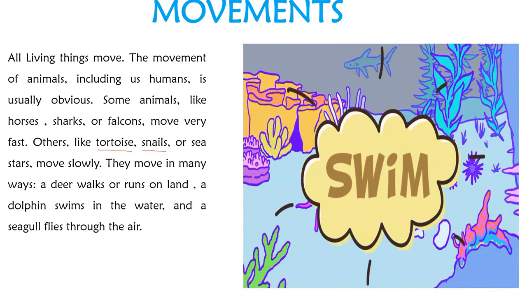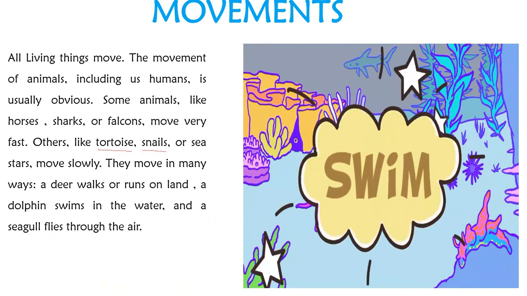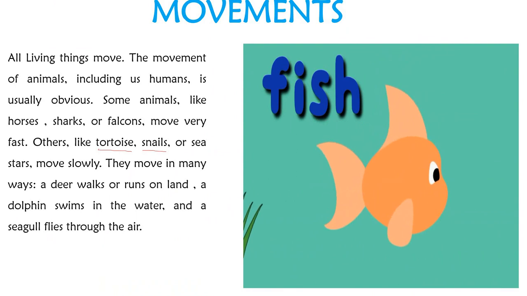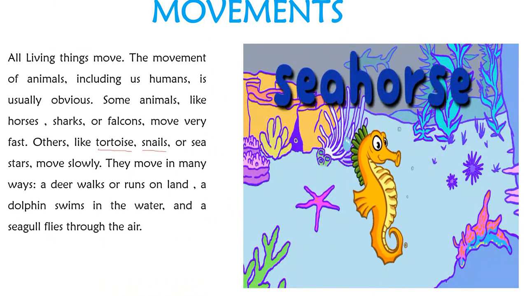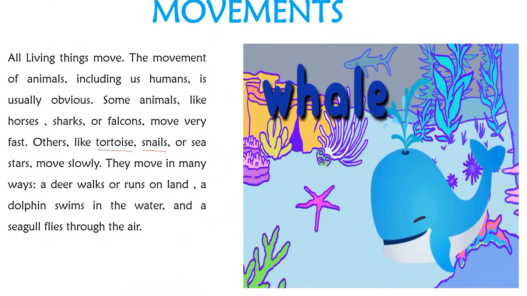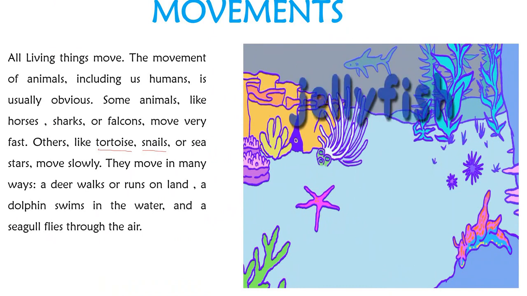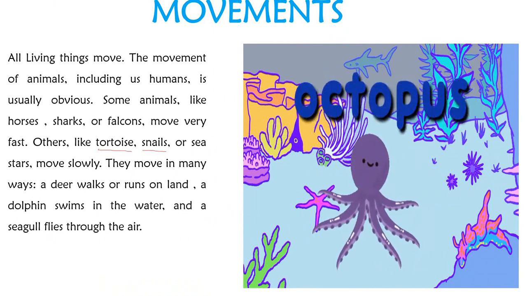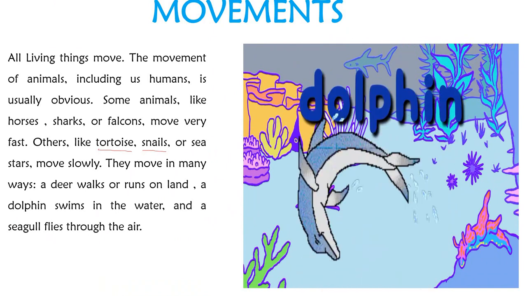See here are some animals which swim. Do you know animals that swim? Yes, fish. It is swimming. Seahorse. It lives in water. It swims. Dolphins. It's a whale. Whale swims in water. You also know dolphins. This is jellyfish. Jellyfish swims. Octopus swims. See, beautiful animals for you. This is dolphin. Dolphin swims.